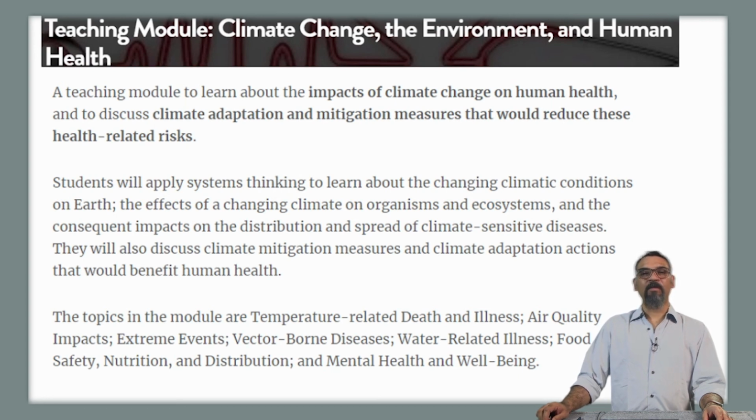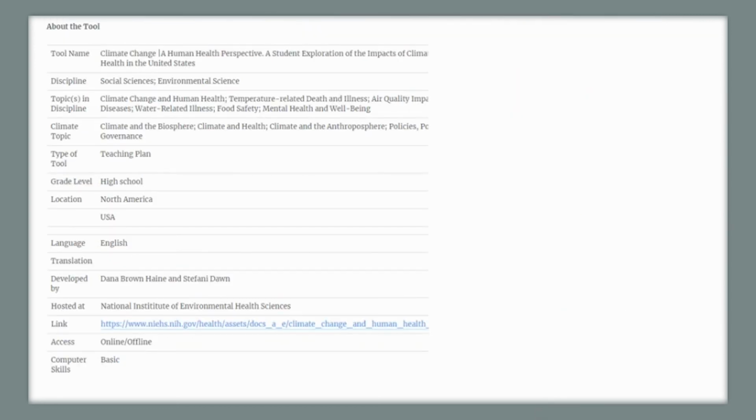The topics in this module include temperature-related death and illness, air quality impacts, extreme events, vector-borne diseases, water-related illnesses, food safety, nutrition and distribution, and mental health and well-being. This particular tool has been developed by Dana Brown and Stephanie Dawn. It is hosted at the National Institute of Environmental Health Sciences at the link shown.